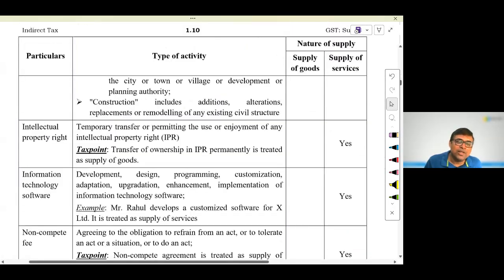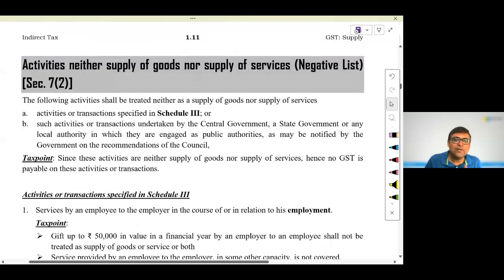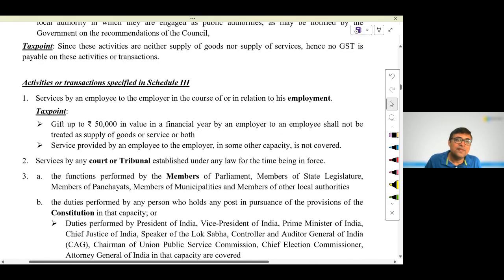Now come to the negative list. Negative list means Schedule 3, where the government prescribed that these activities or transactions are neither treated as supply of goods nor treated as supply of services.